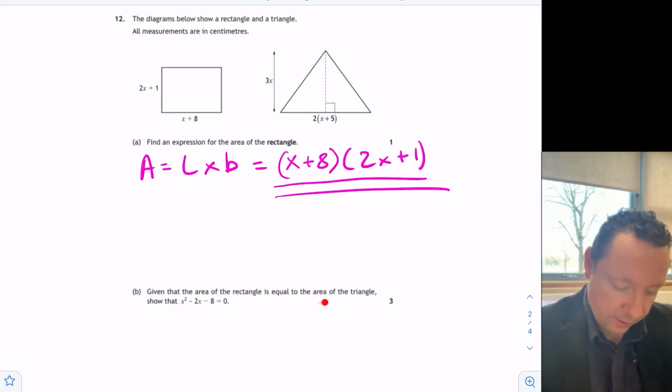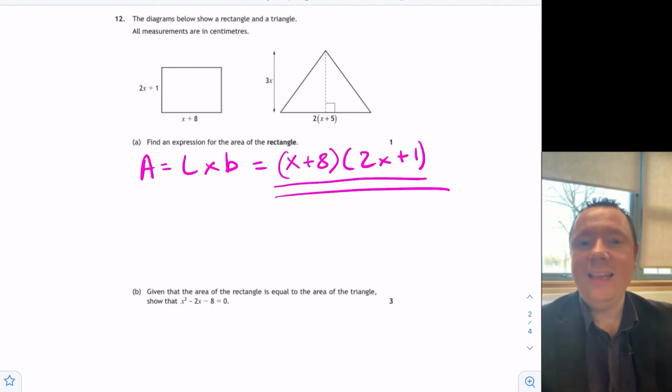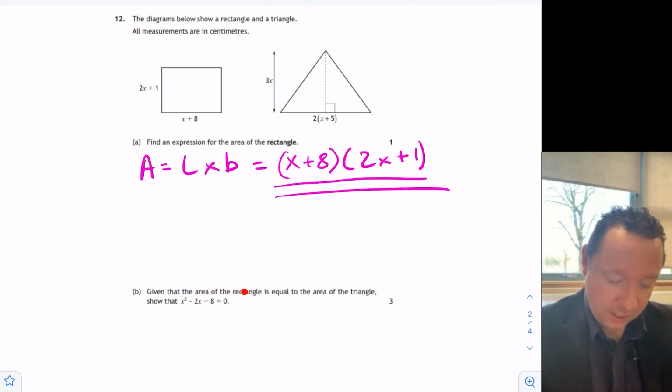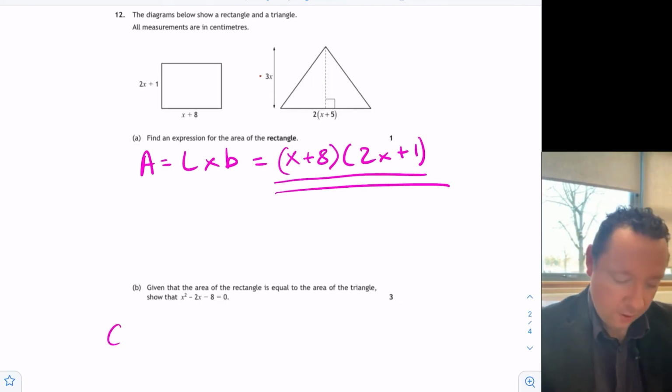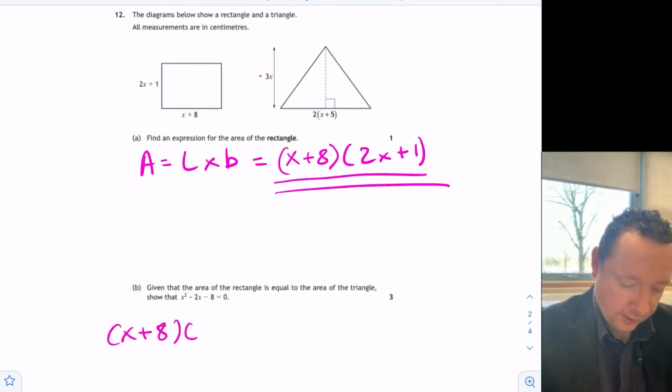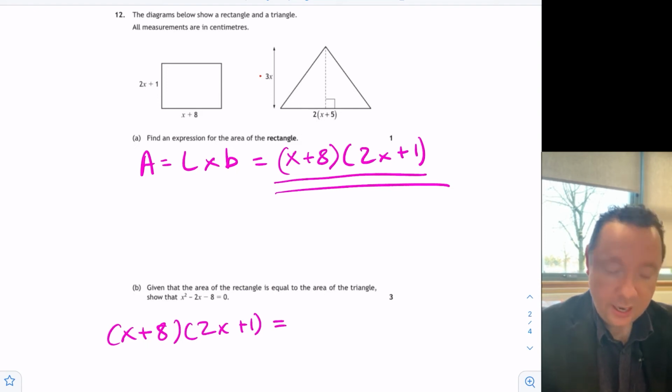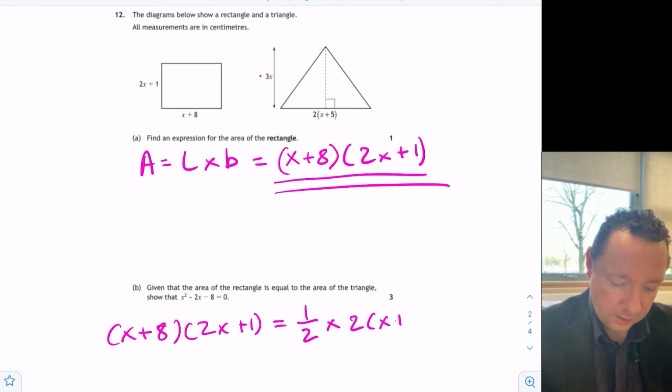Part B, given that the area of the rectangle equals the area of the triangle, show that this. Now, we'll try to get there, but we don't know how to get there. But it does say area of rectangle equals area of triangle. So we know the area of a rectangle is (x plus 8)(2x plus 1). And that equals the area of a triangle. Well, a triangle is half times the base, (2x plus 5), times the height, 3x.